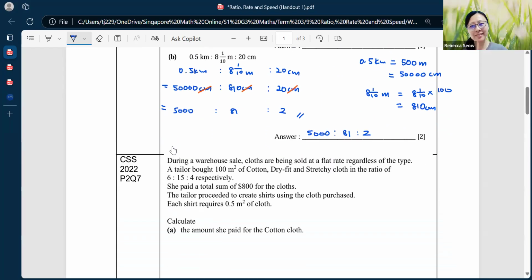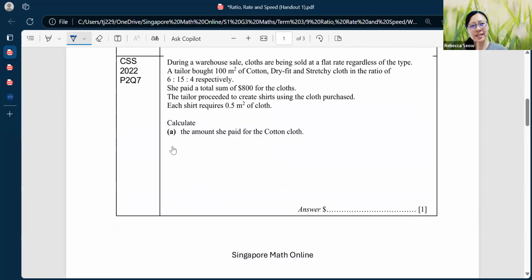Let's move on. Next question, CSS 2022, paper 2, question 7. And you will notice that this particular question is rather lengthy, with a lot of information, and furthermore, it is from paper 2. So you can expect that there is much more follow through for this question as compared to the first 2 questions that we have done.